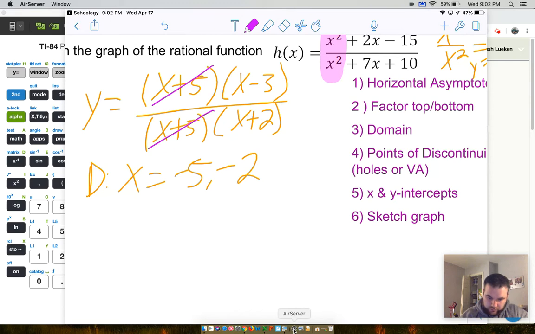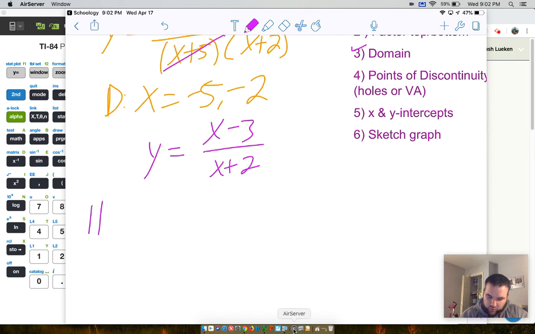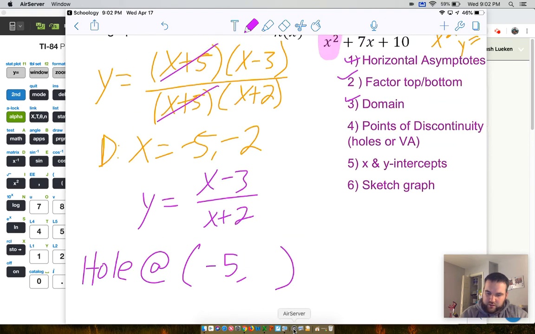So what happens now? We've got domain's good, factor, horizontal, points of discontinuity. So I know I have a hole in the graph. I'm going to go ahead and write the simplified version actually. So now I have y equals x minus 3 over x plus 2. And this is going to be what I use for the rest of the calculations. So I've got a hole in the graph at, I know the x coordinate is negative 5 because that's the factor that we canceled out.